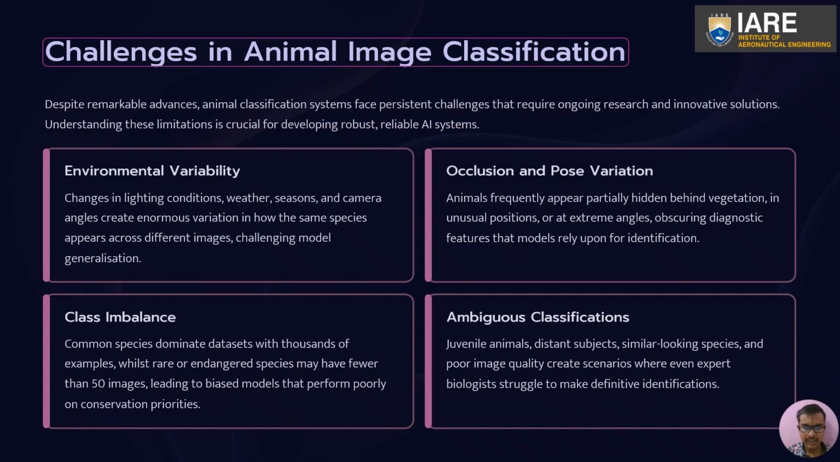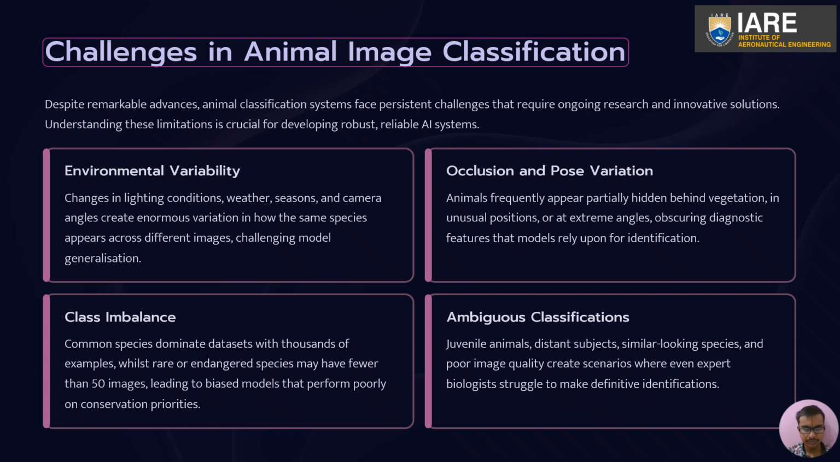Now let's talk about challenges in animal image classification. Despite remarkable advances, animal classification systems face persistent challenges that require ongoing research and innovative solutions. Understanding these limitations is crucial for developing robust and reliable AI systems. There are four aspects which we have to discuss.